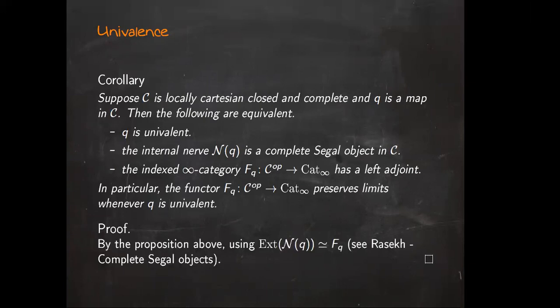The reason for this is that in that paper of Rasekh, he shows that there is an internal nerve construction to take a fibration, a map Q, and associate to it a Segal object, and then we can externalize that thing. And this is always equivalent to FQ. And then Q is univalent, basically by definition, if and only if this internal nerve is a complete Segal object. So the first part is definition, and the second part then follows from the results we had before.